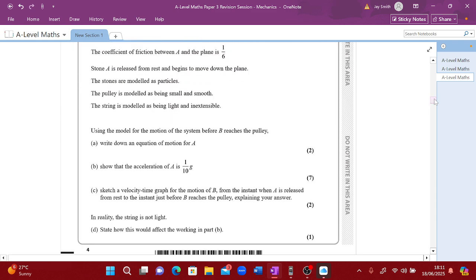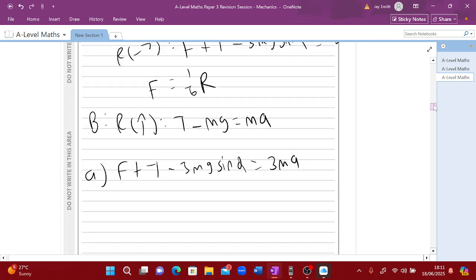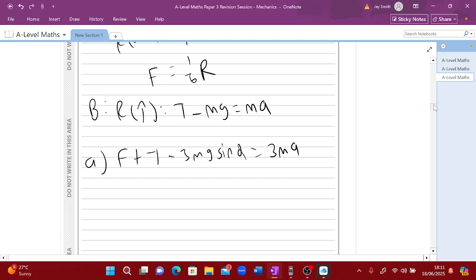And then it says, for 7 marks, show that the acceleration of A is a 10th g. So we need to find a. And that's 7 marks, so obviously you're going to have to solve it all essentially. Okay, so that's part A. Then part B.